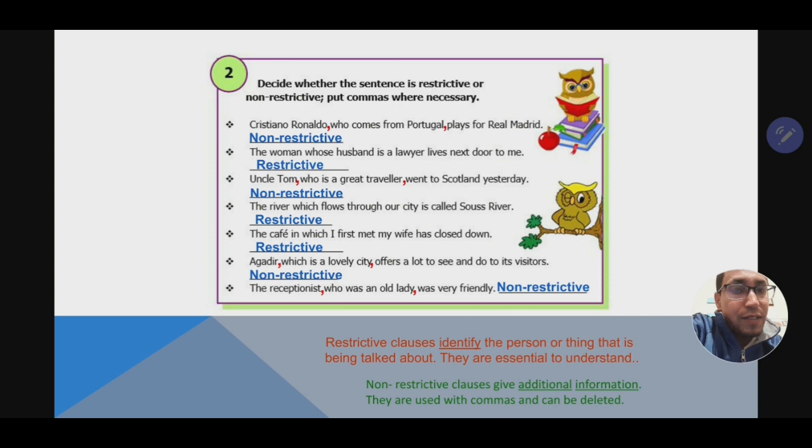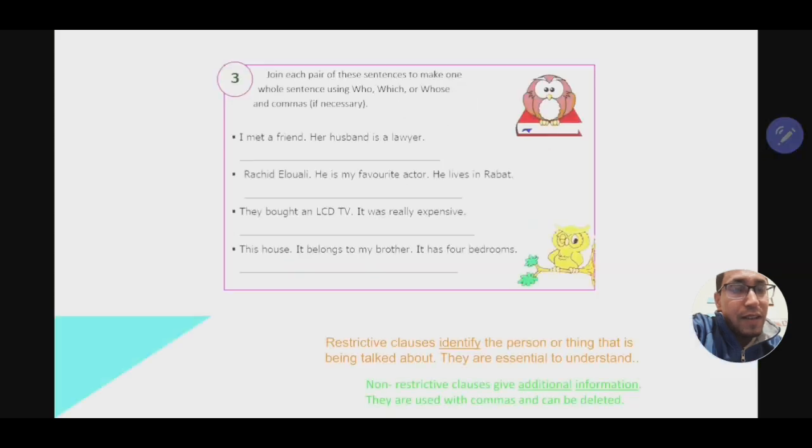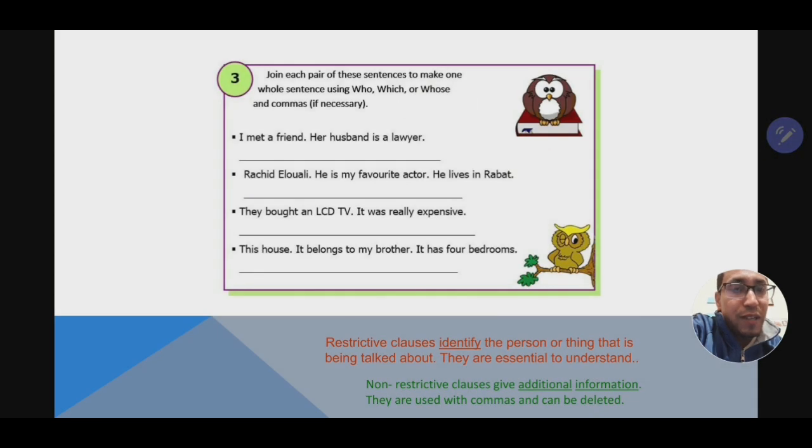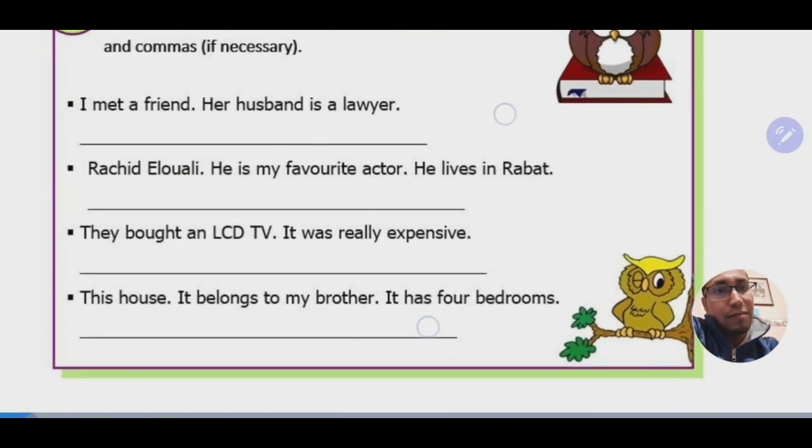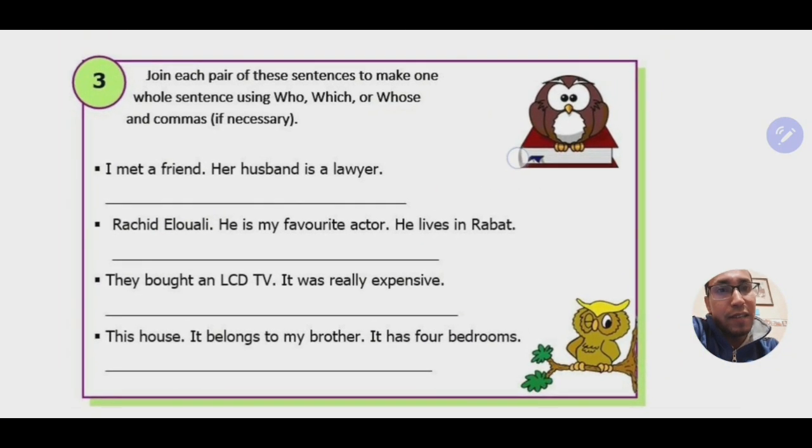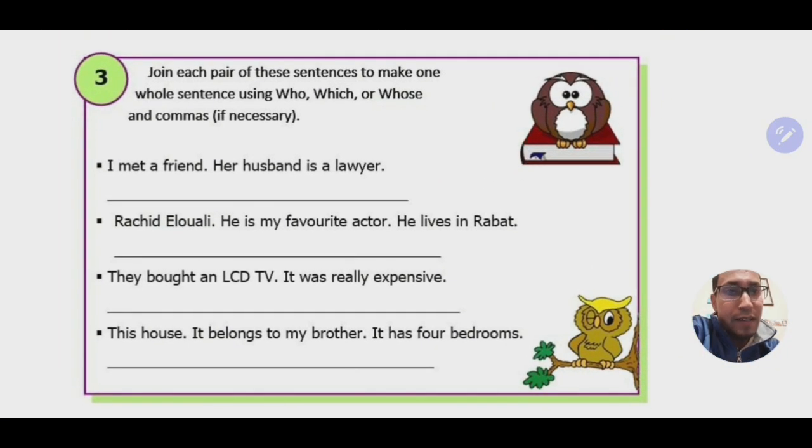That's it for this. And now let's go to the last practice, which is joining the sentences using the relative pronouns which, whose, and who. And we should add commas if necessary. So for this exercise, you just need to look at it, take 5 minutes and get back to me after pausing the video. Yes, assuming you've done it, let's answer.